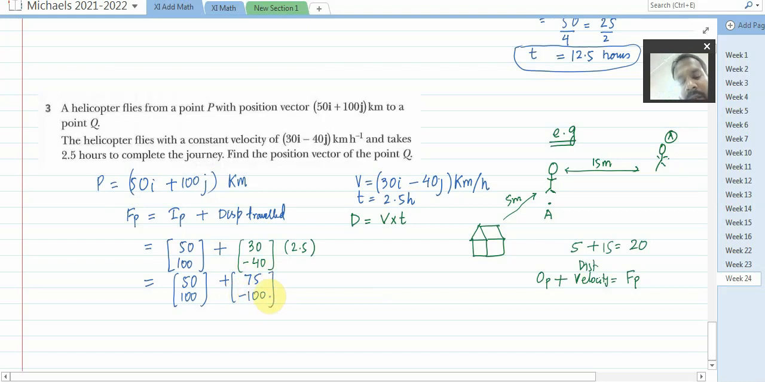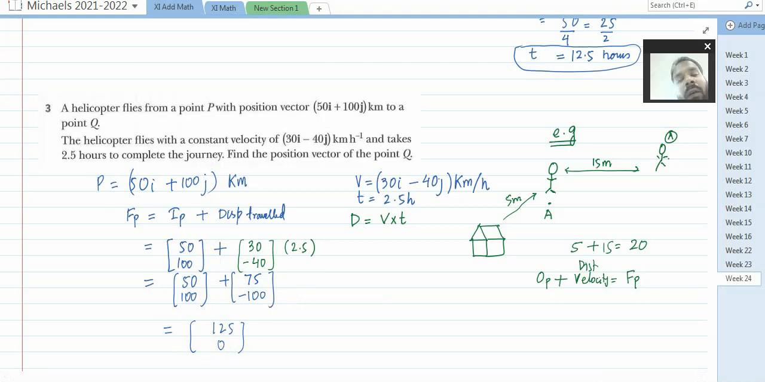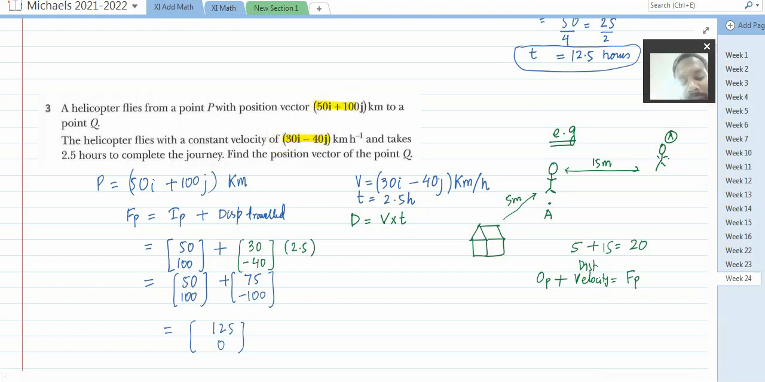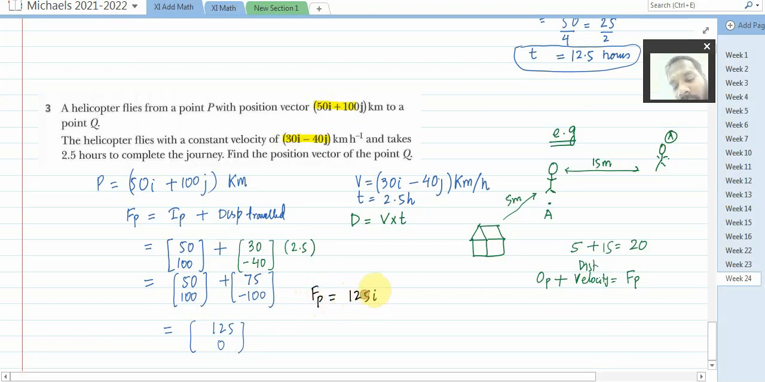Alright, when you add these two, 50 plus 75, it's 125, and 100 minus 100 is 0. So that is the final position of the helicopter. Since the question given is in the form of i and j, my final answer is: final position equals 125i. That is the final position of the helicopter.